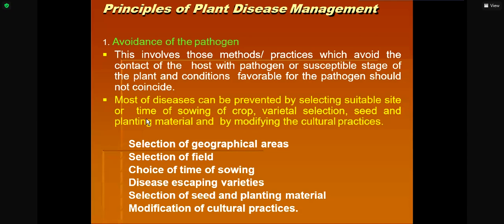So by ensuring this, we can avoid the pathogen, and we can do it in a number of ways: by selecting an area where the pathogen is not present, by selecting the field, by choice of time of sowing. For example, late blight is very severe in the months of December and January, when temperature is very low and relative humidity is very high. So we have to sow the potato tuber at such a time that we can harvest the potato before January, or before the environment becomes favorable for Phytophthora infestans. So by this, we can avoid the late blight disease of potato. We can select some disease resistant varieties. We can modify the environment and so on.